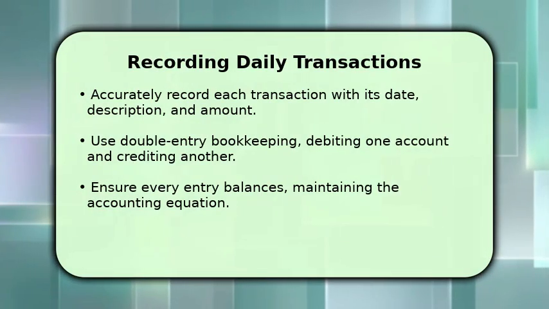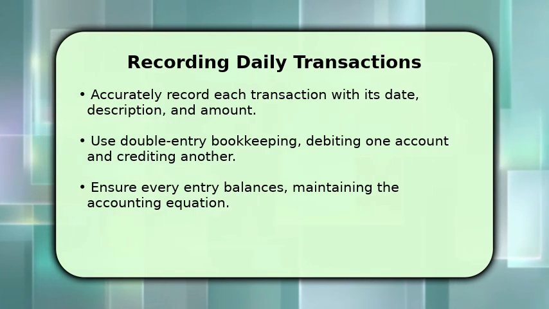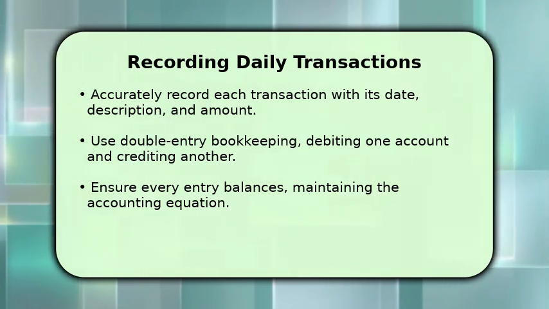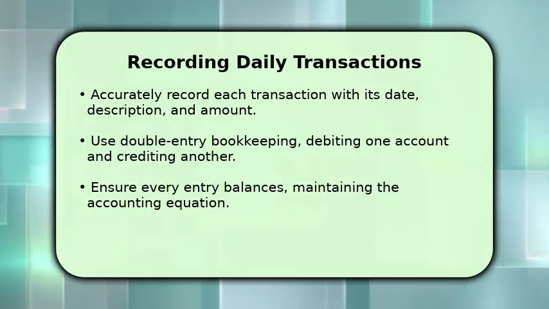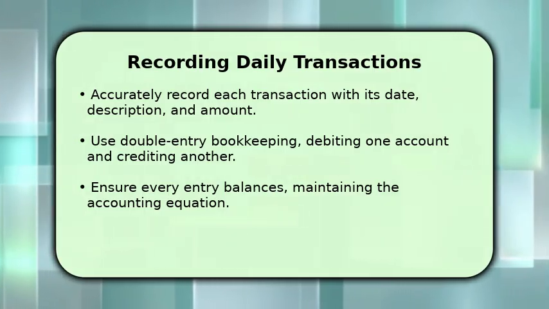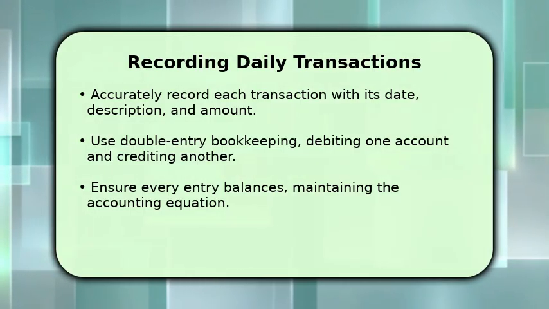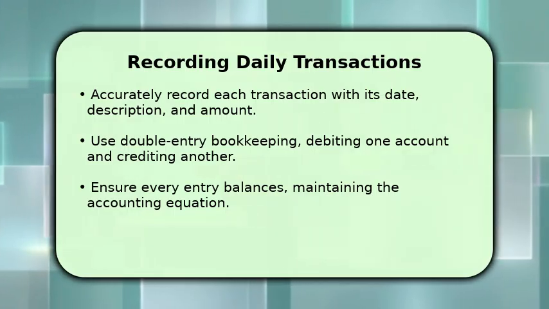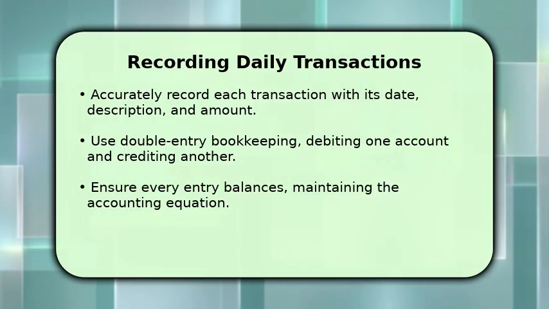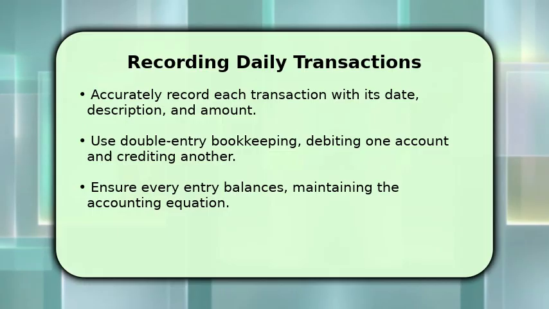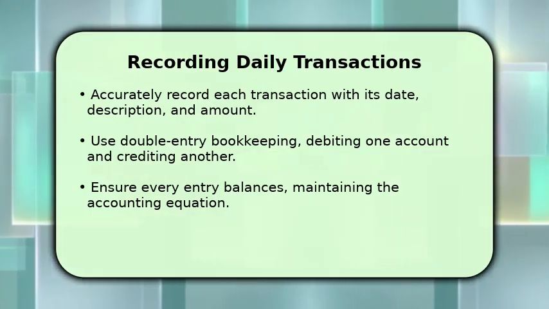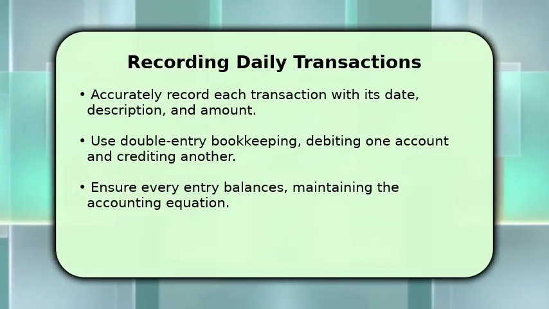Now, let's move on to recording your daily transactions. For every financial event, you must accurately log the date, a clear description, and the exact amount. Employ the double-entry bookkeeping method, which means for every debit to one account, there must be an equal credit to another. For example, if you spend $50 on supplies, you would debit the supplies expense and credit your cash account. This ensures your ledger always remains balanced.